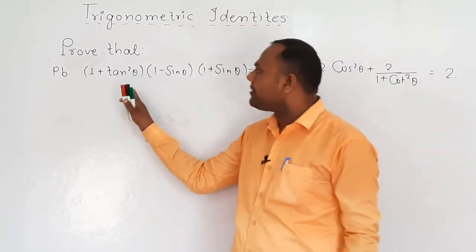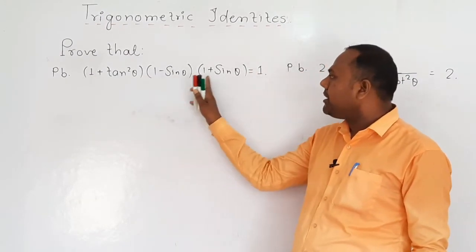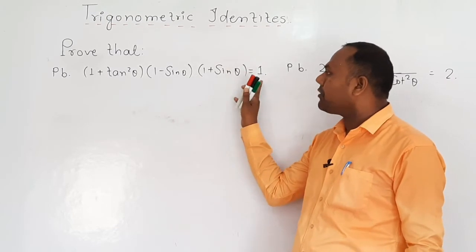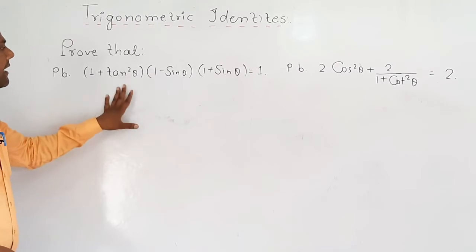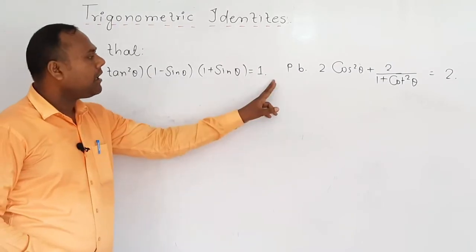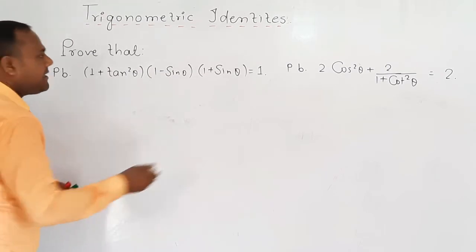The first question is: (1 + tan² θ)(1 − sin θ)(1 + sin θ) will be equal to 1. We have to prove this question. This is the LHS part and this is the RHS part. So let us discuss.